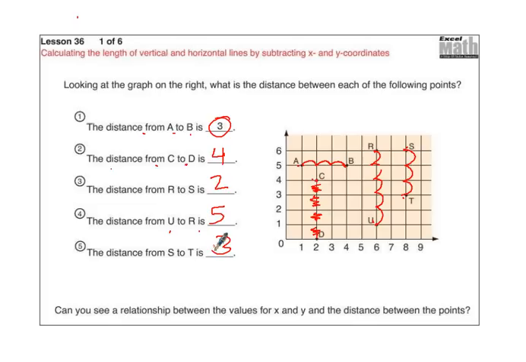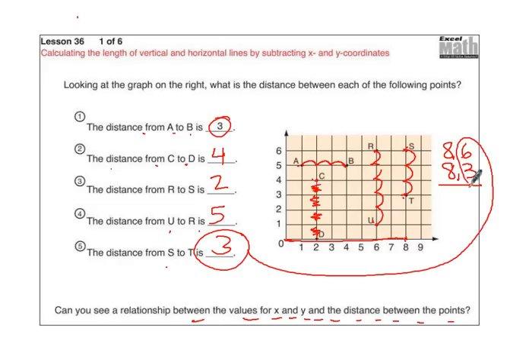Can you see a relationship between the values for X and Y and the distance between the points? Well, let's take a look here. Let's do S and T. S is located, if you remember our lesson about the airplane, goes down here first. S is at 8, 6. Okay, T is at 8, 3. Okay, 8, 6 and 8, 3. The distance between those two was 3.